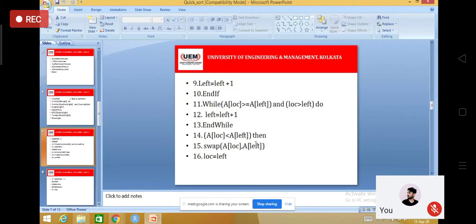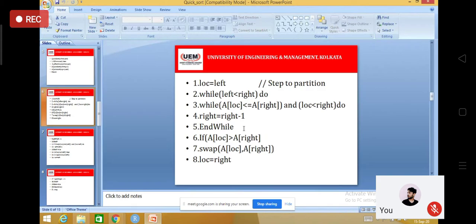Now, there is a process. There are various approaches to select this pivot. One approach is we can start with the leftmost element. Here, LOC, the location, is considered as the position of the leftmost element. Now, what is the approach? Select the leftmost element, and proceed until the left index is less than the right.